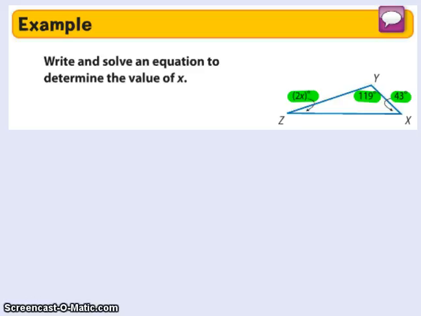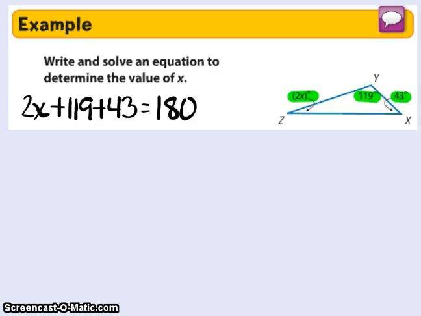So I have 2x. And I'm going to add all of these because remember the sum is 180. So the sum of all three is 180. So 2x plus 119 plus 43, and that's all equal to 180. All triangles are equal to 180.